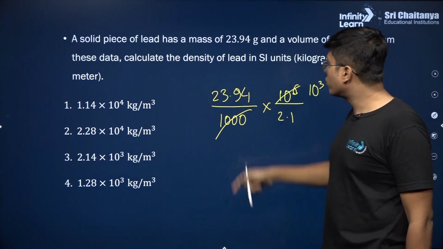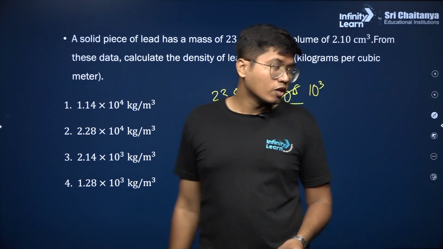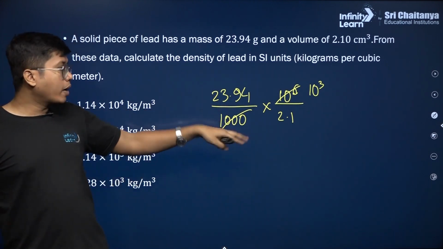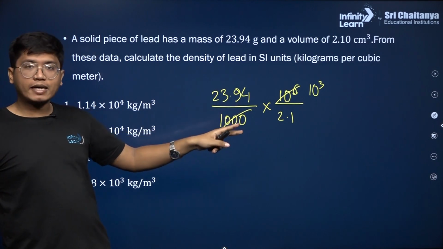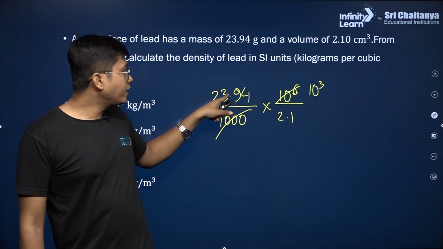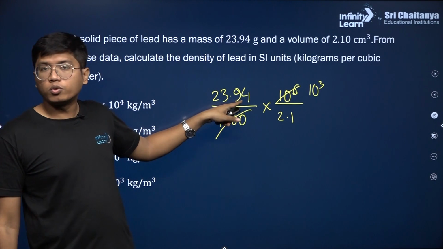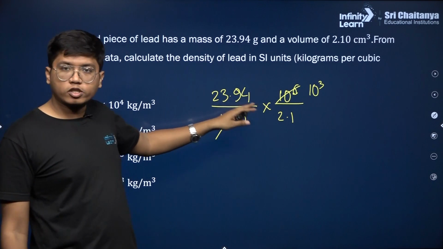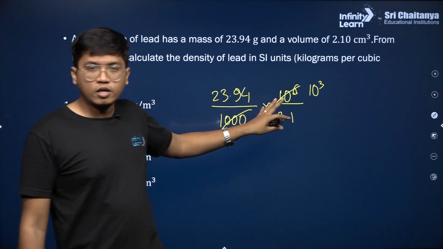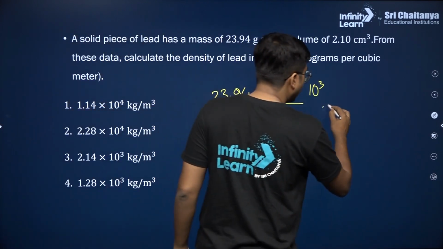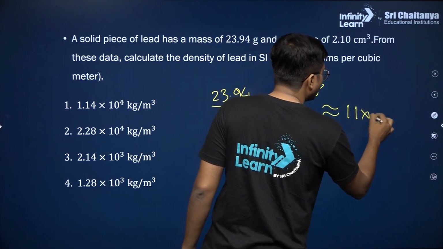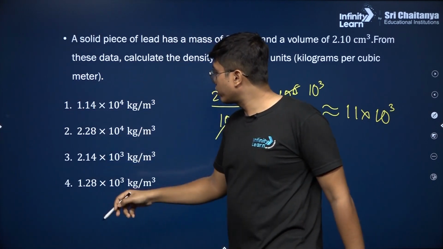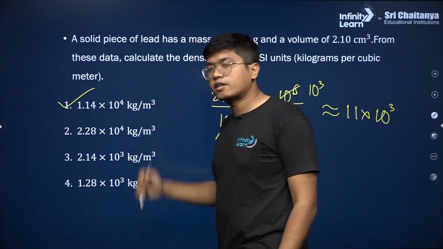2.1 going to 23.94, you can tell 2.1 multiplied by 10 will take you to 21, right? If you add another 2.1 to that, if you make it 11 times of that, then you will get 23.1 in that case. So that is very close to it. So you know it will go somewhere around 11. Why is that important? Because of the options. We can assume it to be 11 into 10 to the power 3. So there's only one option matching it, and that is 1.14 over here. That is our correct option.